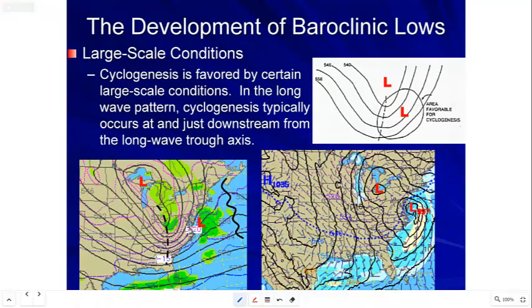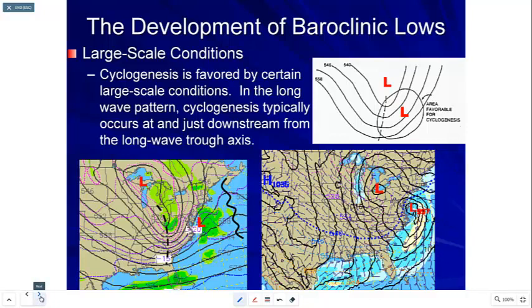Okay, so next on the list, just a little bit of review. Remember, cyclogenesis is favored by certain large-scale conditions. In the long-wave pattern, cyclogenesis typically occurs at and just downstream from the long-wave trough axis. I've found a pretty decent looking long wave, and I put in the trough axis for you. And note where the surface low did develop, out ahead in the area of difluence aloft, in that region between the ridge axis out ahead of the system and the trough axis.